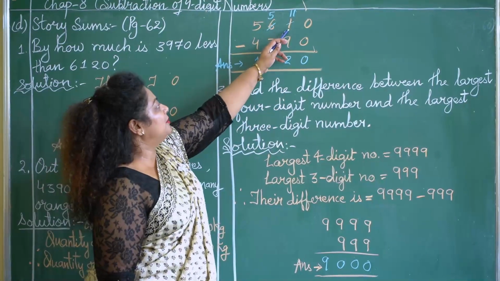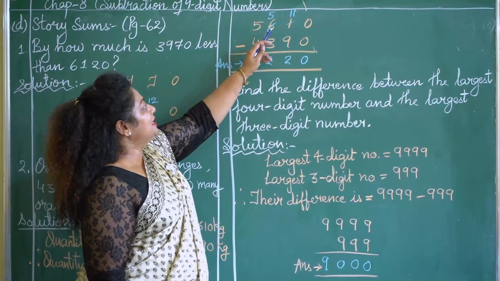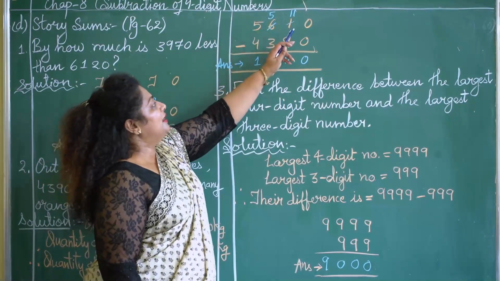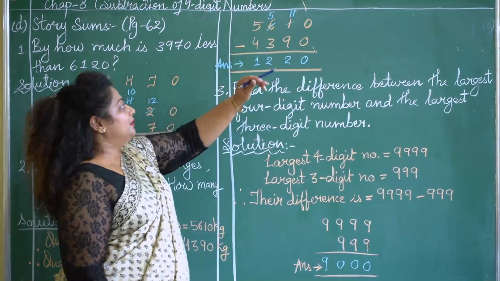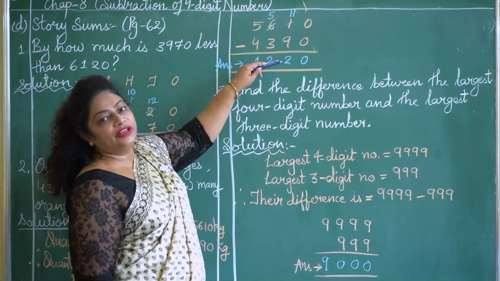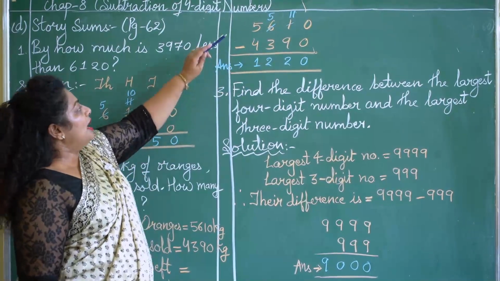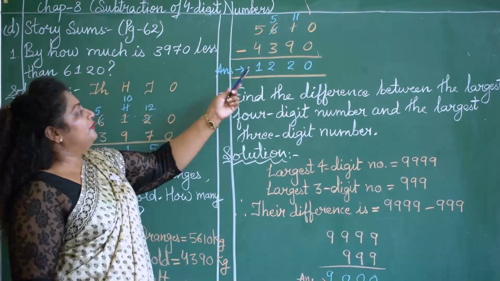Now we can see this number 1 is smaller than 9. So let us borrow from 6. 6 will become 5 and this number 1 will become 11. Okay. Now let us start subtracting. 11 minus 9 will give you 2. 5 minus 3 will give you 2 and 5 minus 4 will give you 1.